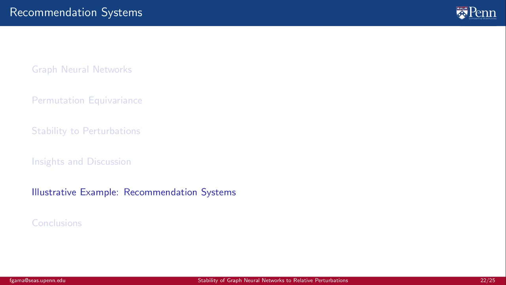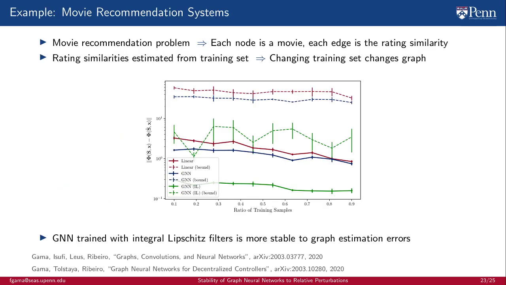As an illustrative example, let's consider recommendation systems. In the movie recommendation problem, we have a graph where each node is a movie and each edge is the rating similarity between movies. These rating similarities are estimated from the training set. Therefore, changing the training set changes the graph.